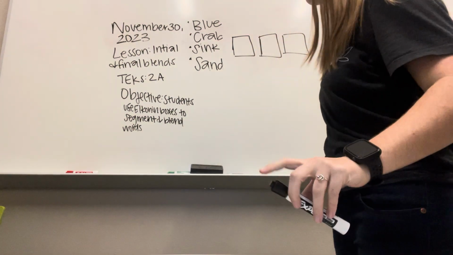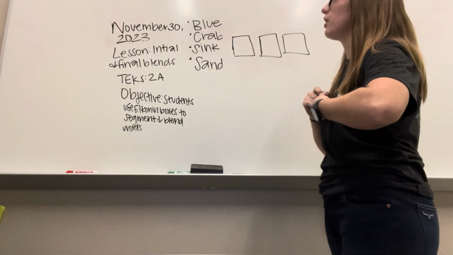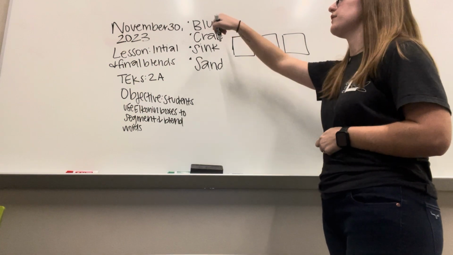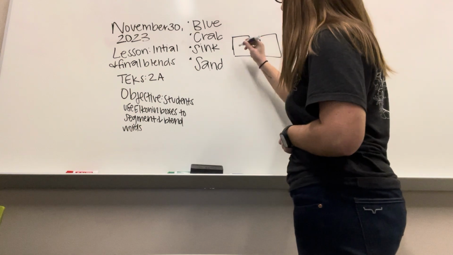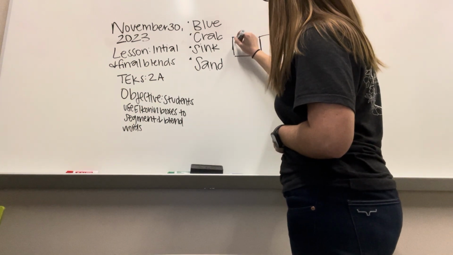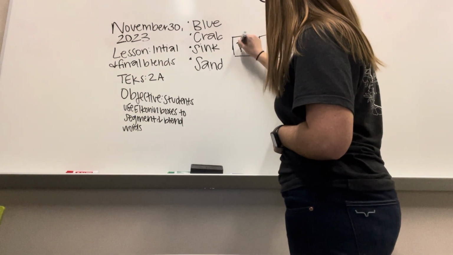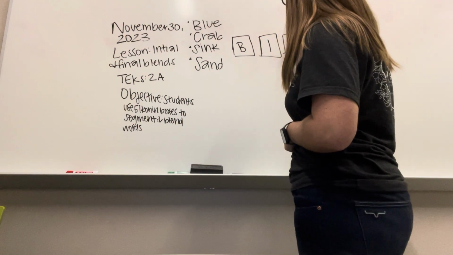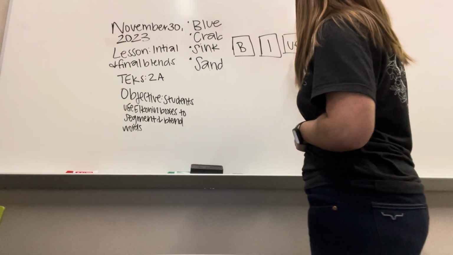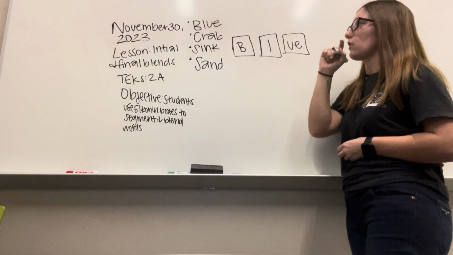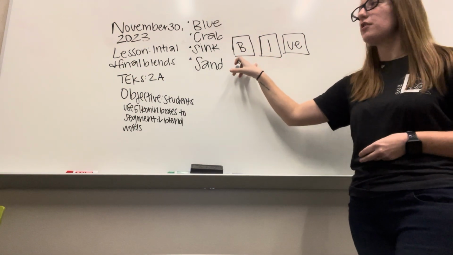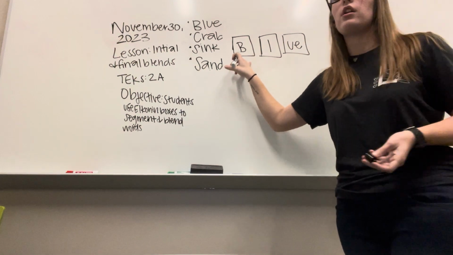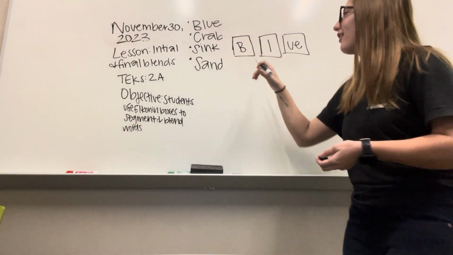So the first word that I've chosen is the word blue. So we're going to segment the word blue. So we're going to do /b/, /l/, /oo/. So we segmented the word blue into how many phonemes? There's 3. How do we know that there's 3 phonemes?